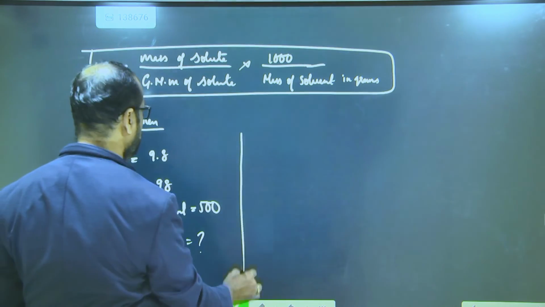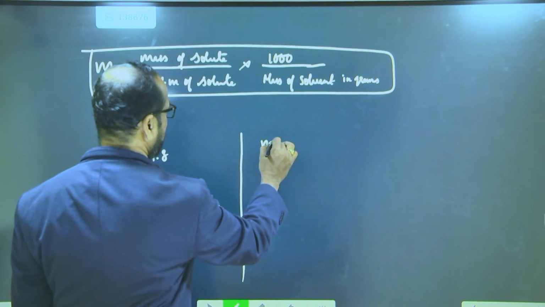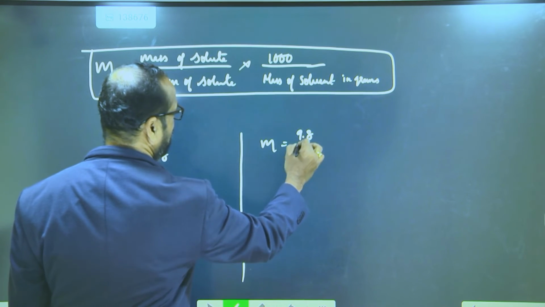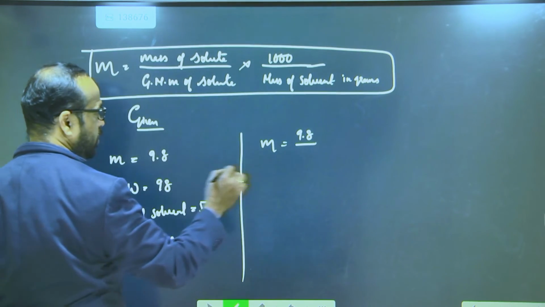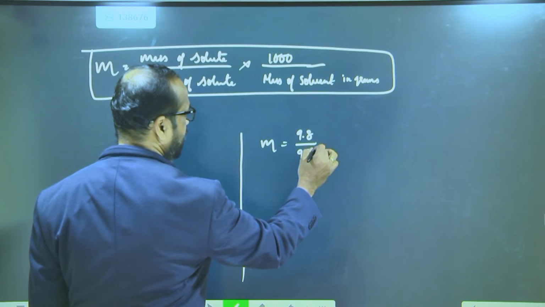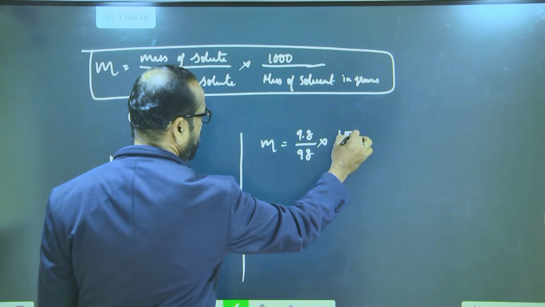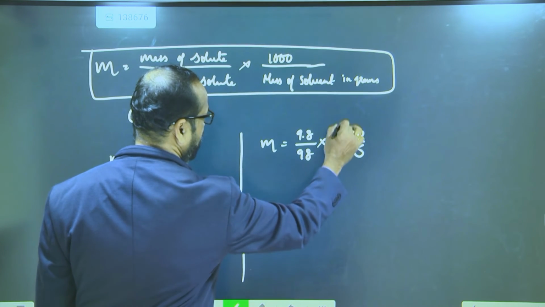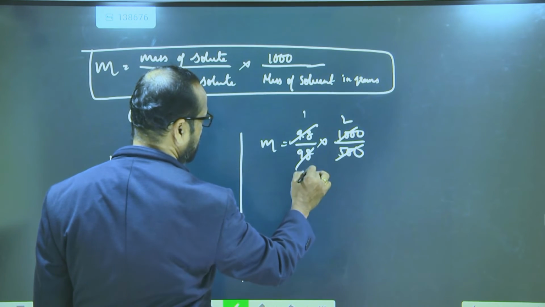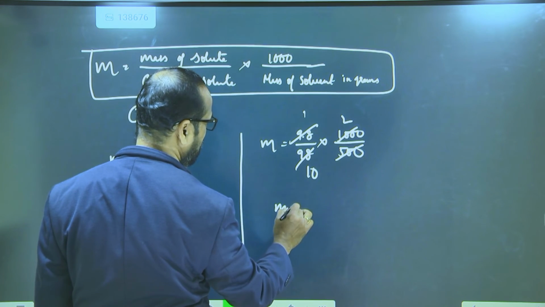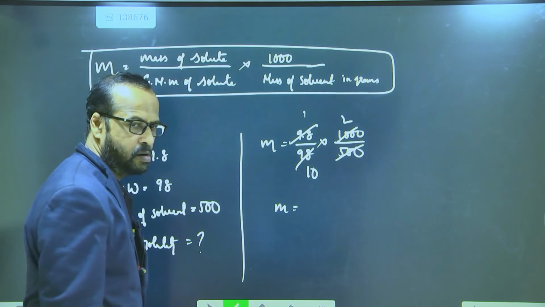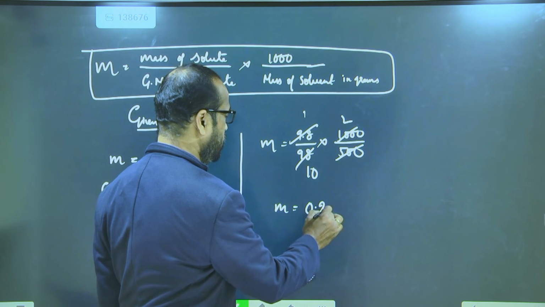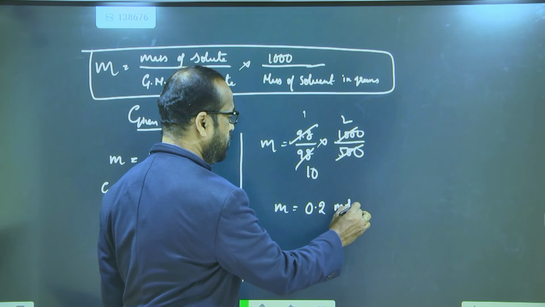So here you see this is the formula. Molality is equal to mass of solute, 9.8 grams, divided by gram molecular weight, 98, into 1000, by 500. 500 ones are 500, and this gives 0.2. Very good. So 0.2 moles per kg.